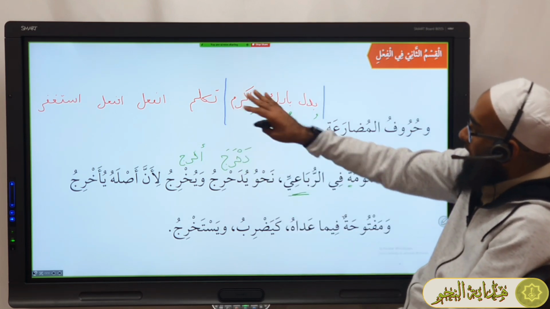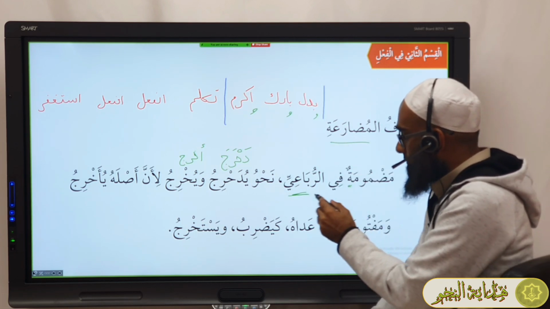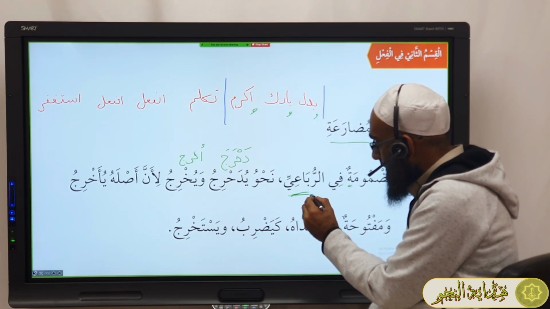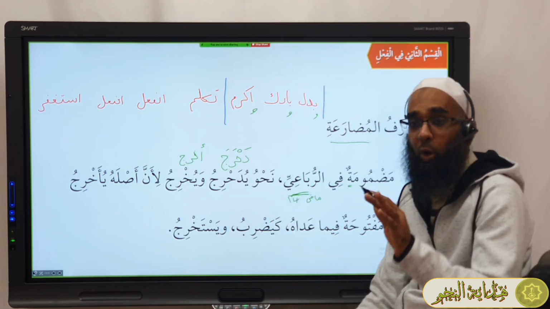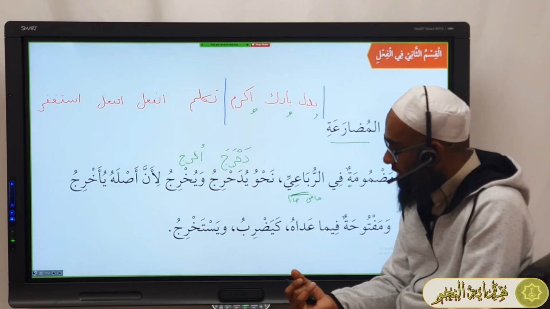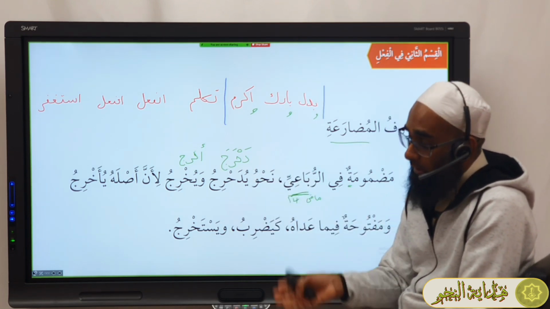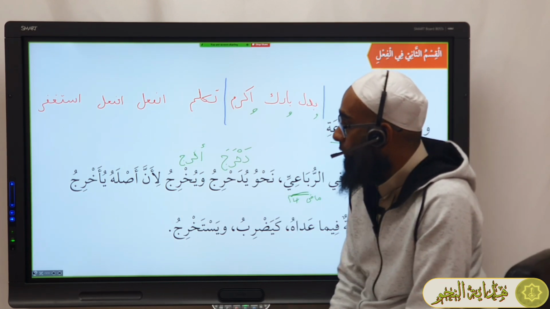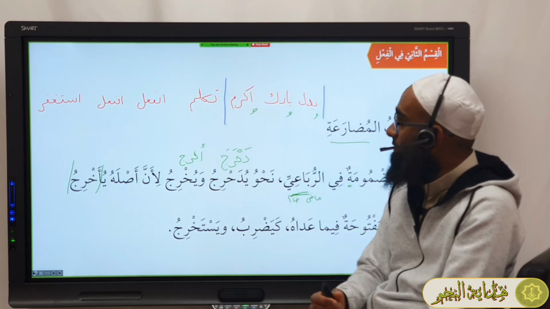So let's start again. What he's saying here is that the huruful mudhara'a will have a dhamma in ruba'i, in any word whose madhi has 4 letters, whether these 4 letters are the huruf asliya or not. So for example, dahraja has 4 letters, all 4 are root letters, that's fine. Yukhriju, because originally it was yu'akhriju. So yu'akhriju is 4 letters here. Akhraja. The madhi has 4 letters.